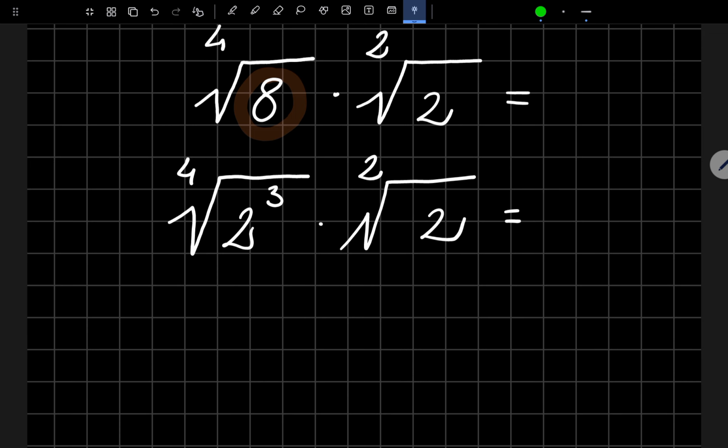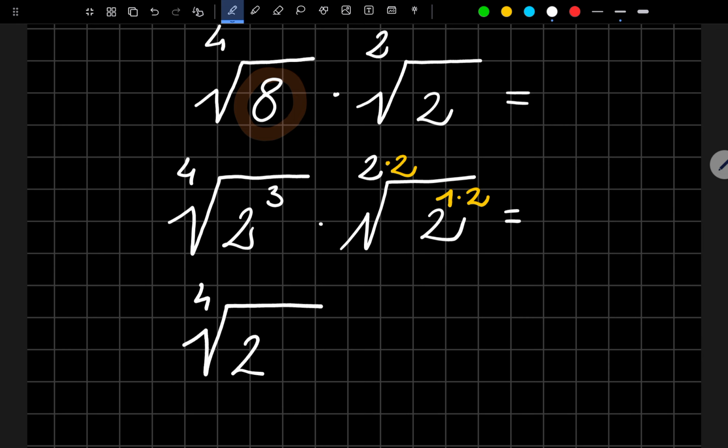So I will multiply the index of the second radical by 2, and also the exponent of the power by 2. At the moment the exponent of the radicand is 1. That means I will multiply 1 by 2 and we will get the fourth root of 2 to the power of 3 times the fourth root of 2 to the power of 2.